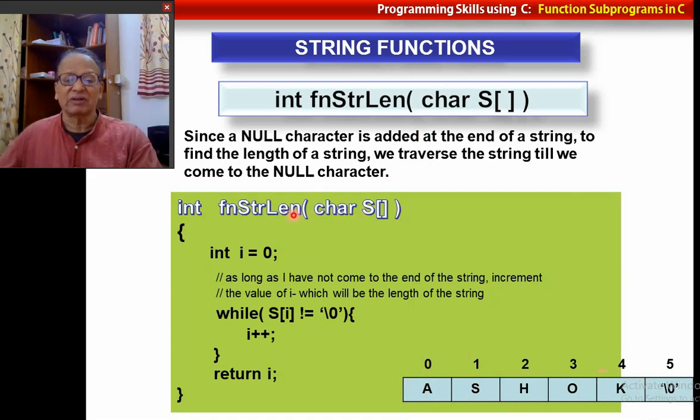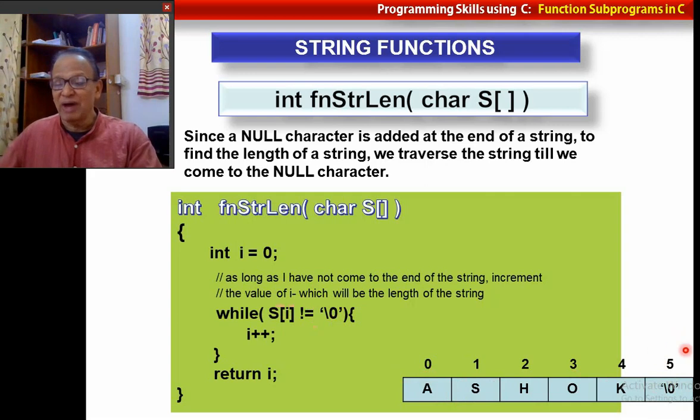So here we have the function int StringLength with char s[], that is, the character string. I initialize i to 0. Then my condition is, as long as I have not reached the end of the string. How do I know that is the end of the string? Every time I compare and find out whether it is the null character. The moment it comes to the null character, I know that I have come to the end of the string. Therefore, the value of i would be the length of the string.